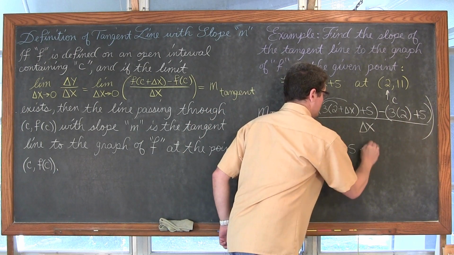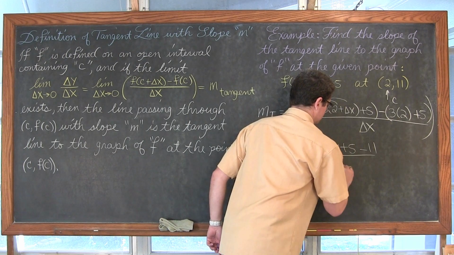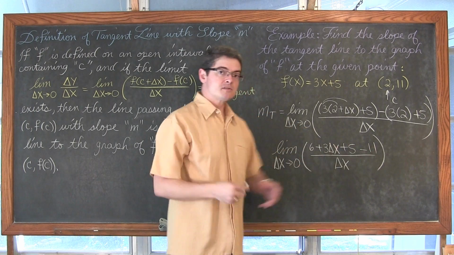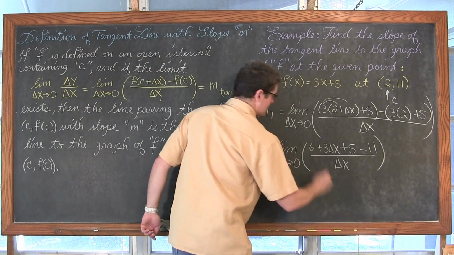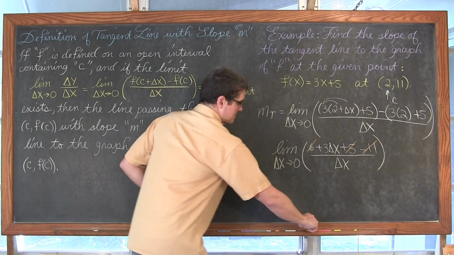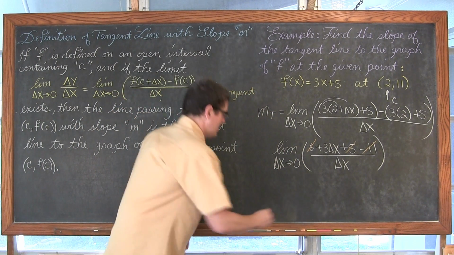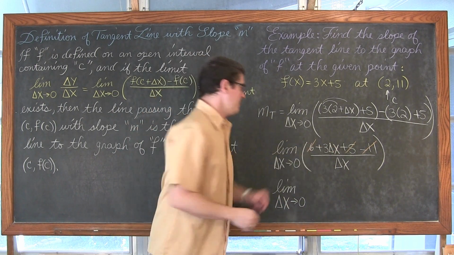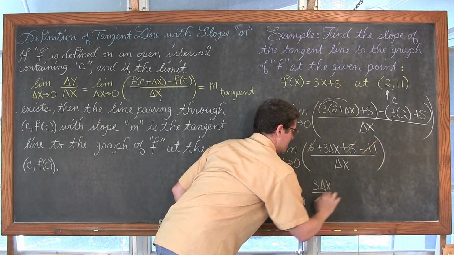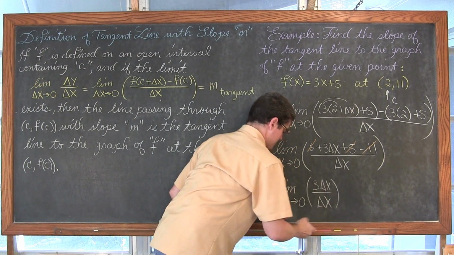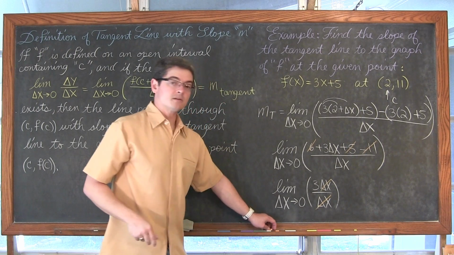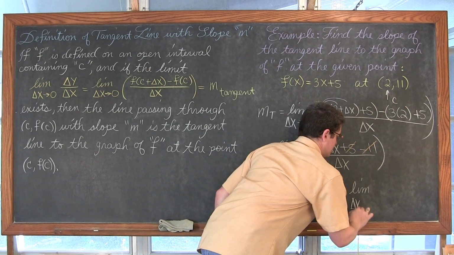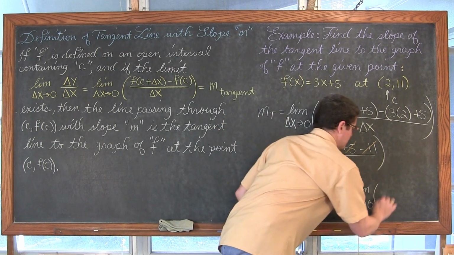So that's going to be, again, minus 11 over delta x. Well, 6 plus 5 is 11, and minus 11, so all those constants are going to cancel out. So again, 6 plus 5 is 11, minus 11 is 0. So we're just left with the limit as delta x approaches 0 of 3 delta x over delta x, and these delta x's cancel out, and we end up with the limit of delta x approaching 0 of just a constant of 3.